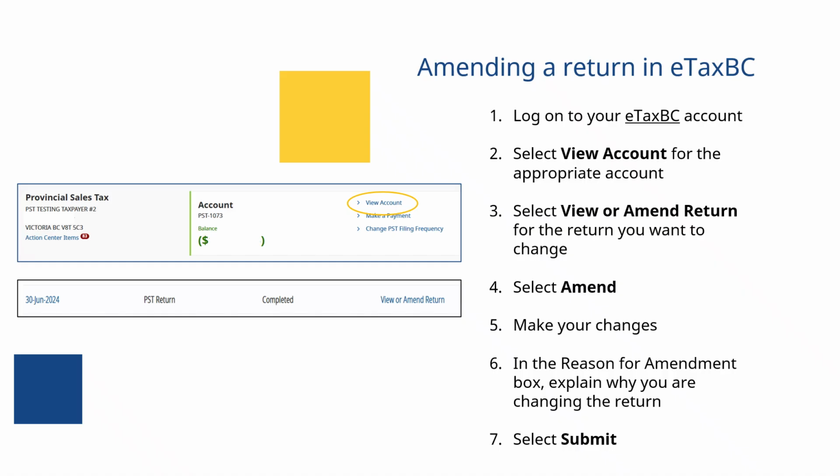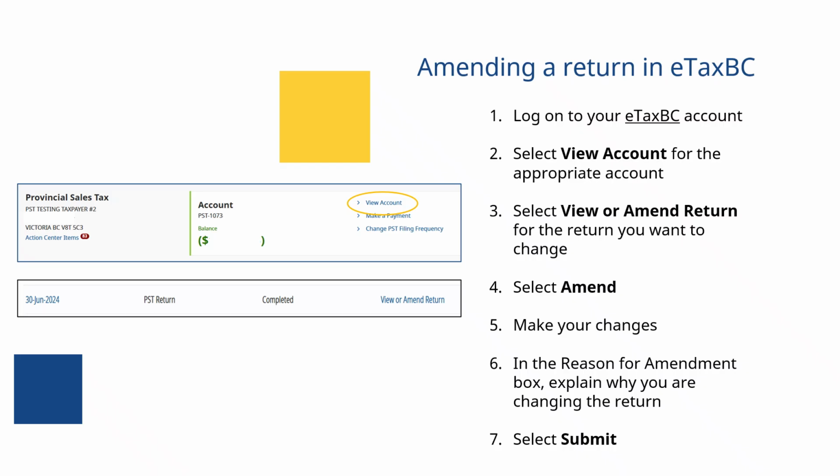Log on to your eTaxBC account. Select View Account for the appropriate account, and then select View or Amend Return on the line listing the date of the return you want to change. Select Amend, make your changes, and then in the Reason for Amendment box, explain why you're changing your return. Finally, select Submit.